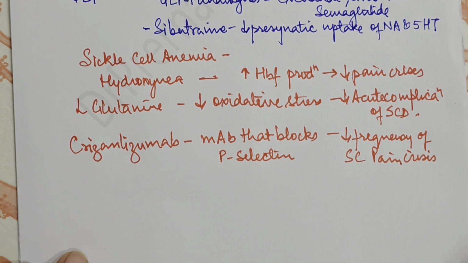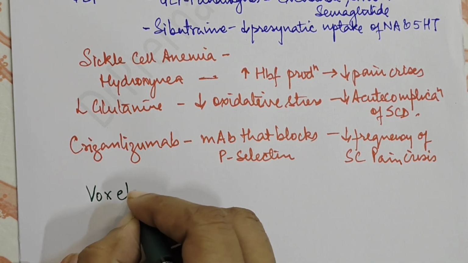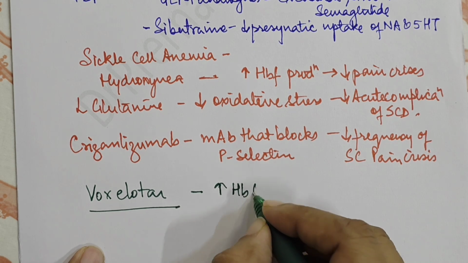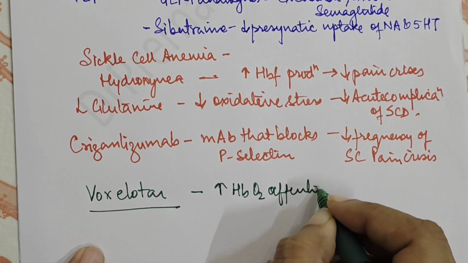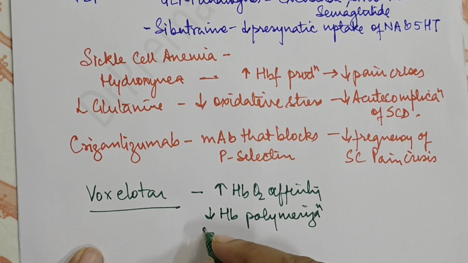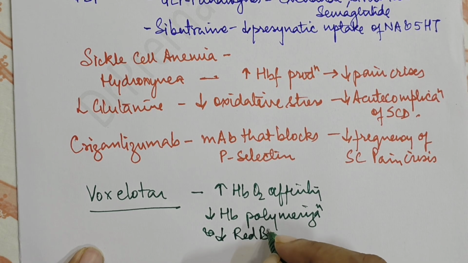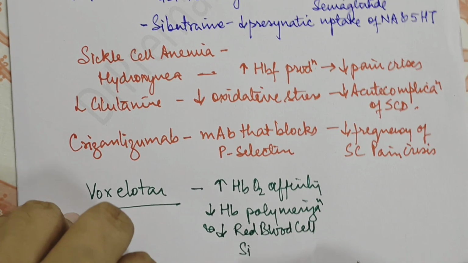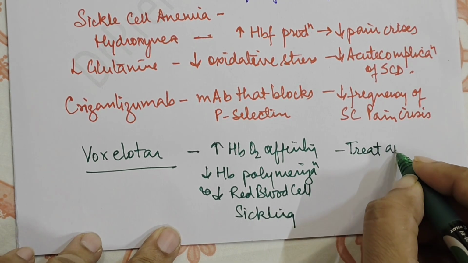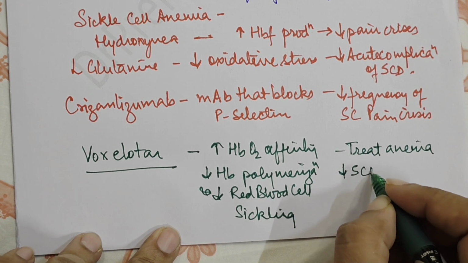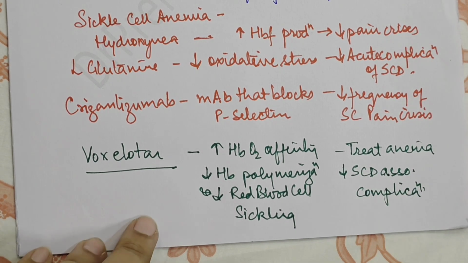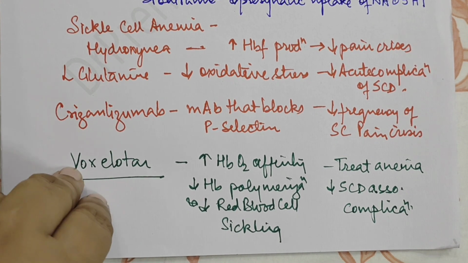Then there is a new drug, this is very important, that is voxelotar. This drug increases the oxygen affinity of hemoglobin, then reduces the hemoglobin polymerization, and also reduces the red blood cell sickling. So this is used to treat anemia, and also decreases the sickle cell disease associated complications. So this is about sickle cell anemia.